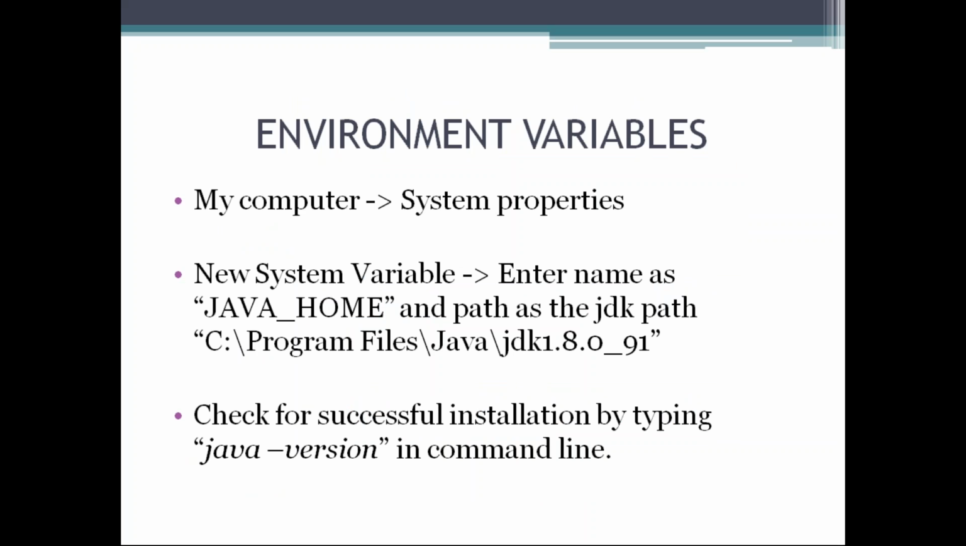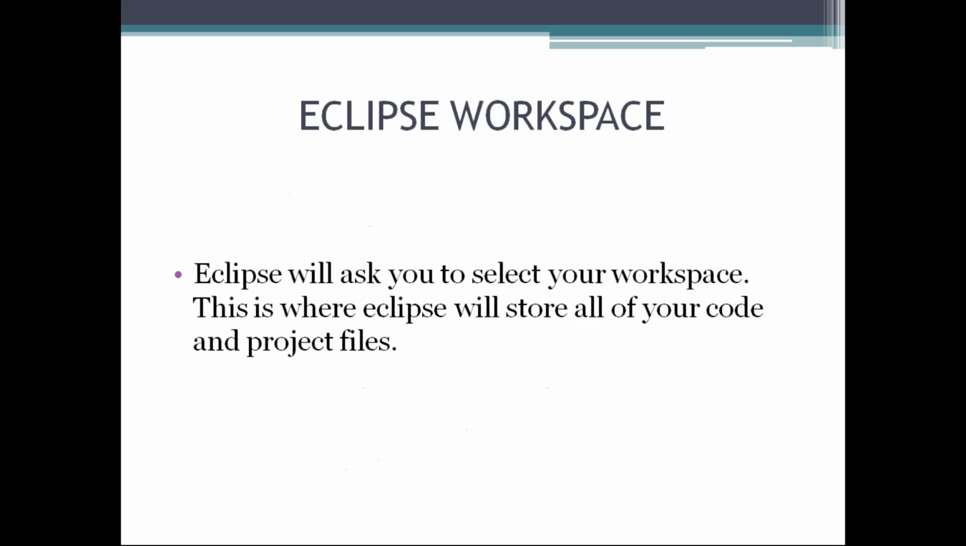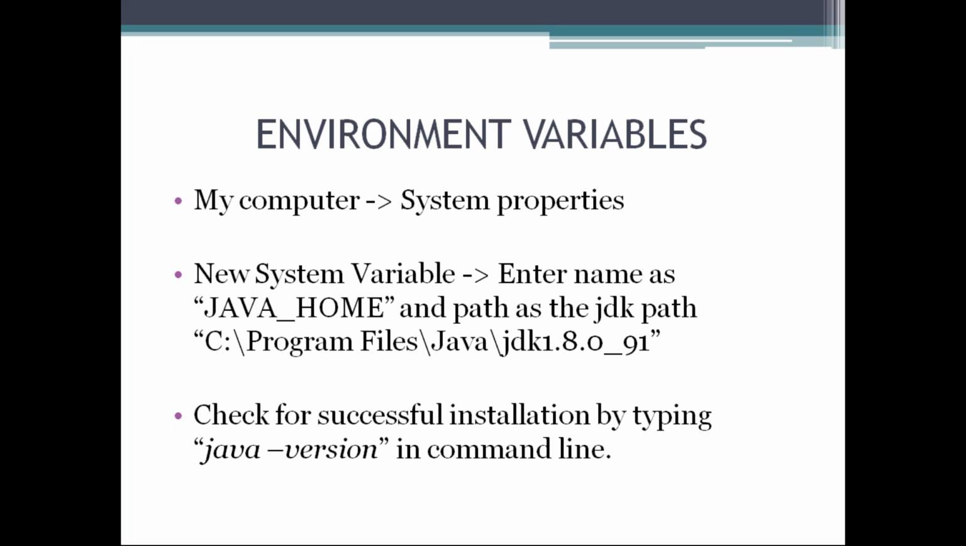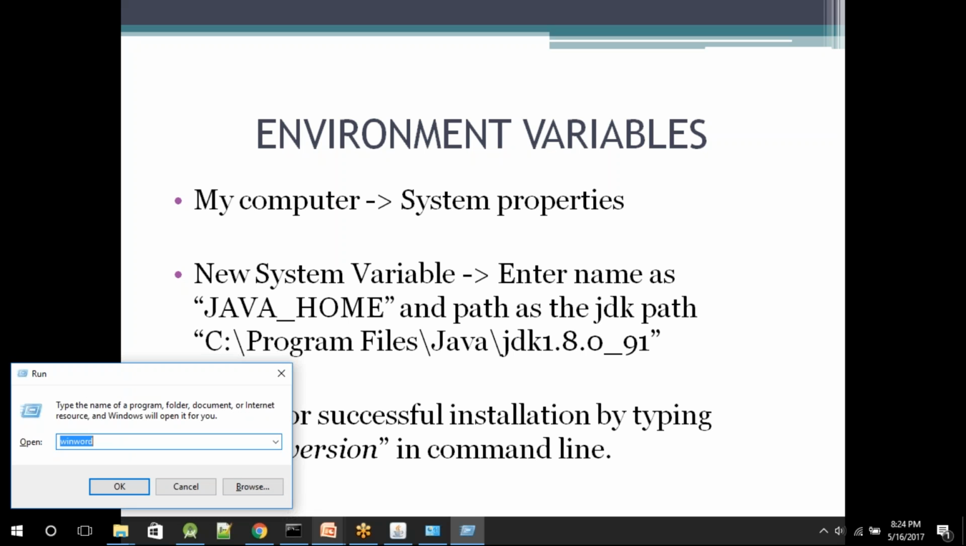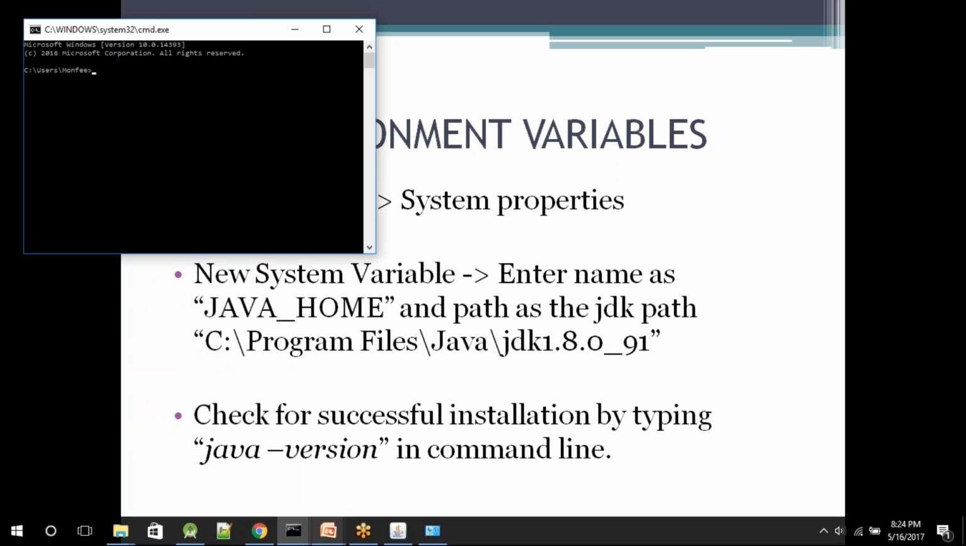So after successful installation, you can check if everything has been installed properly by typing the Java version command. For example, just open the command prompt: press Win+R, go to the Run window and type CMD. This will open the command prompt for you. In this, you will have to type java, space, then a hyphen, then version. When you give this command, the command line will automatically tell you which version of Java you have installed.